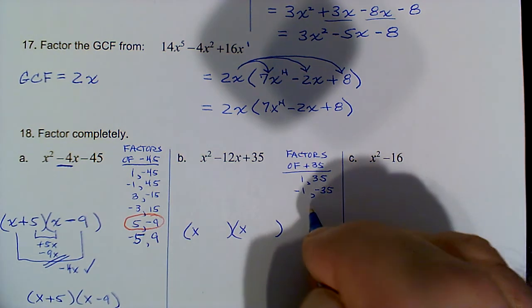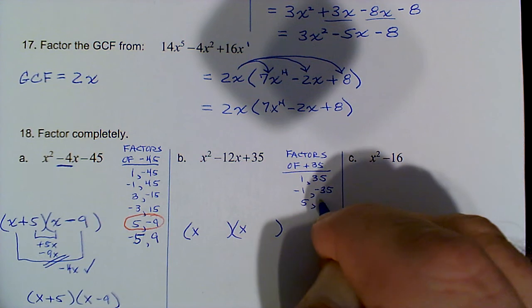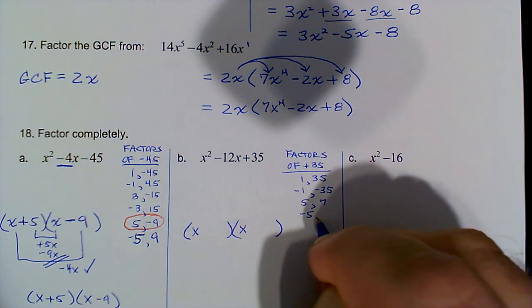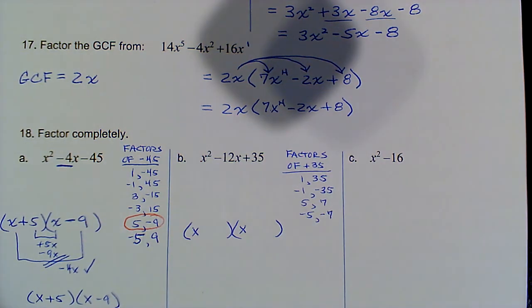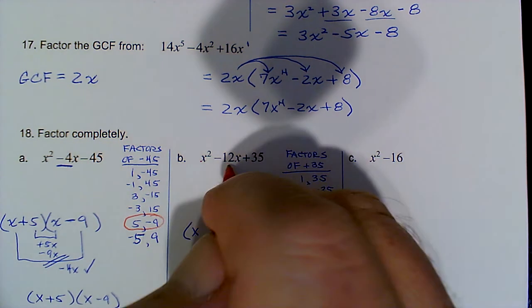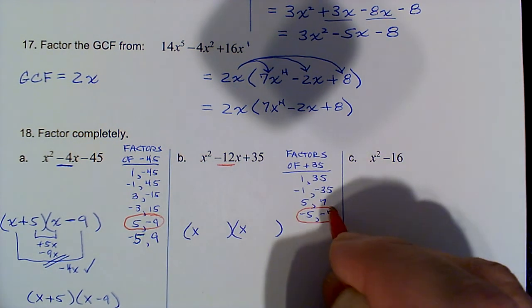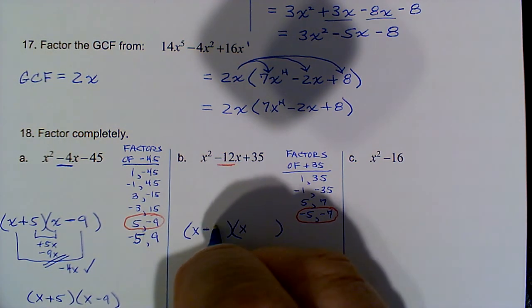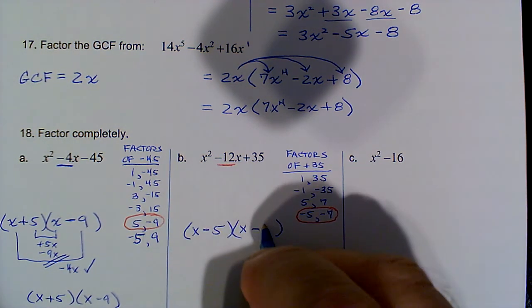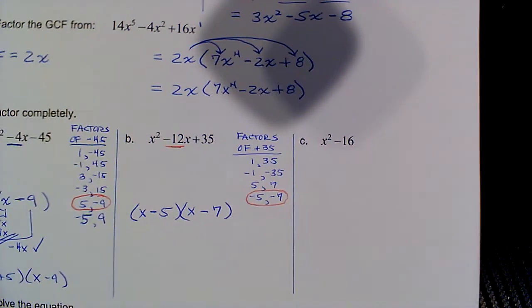And I think the only other pair of factors is 5 and 7, or negative 5, negative 7. And the pair that combines to give us the negative 12 would be the negative 5 and the negative 7. So x minus 5 and x minus 7. And you could double check that if you like.